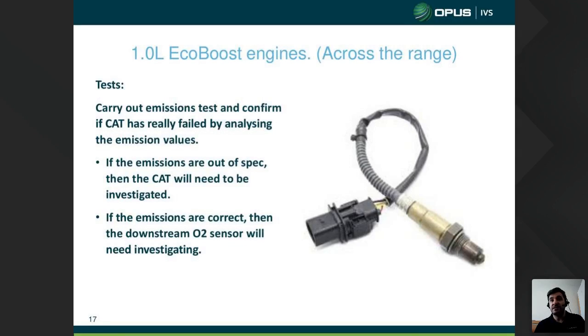Basically, just carry out an emissions test and confirm if the cat has really failed by analyzing the emission values. If the emissions are out of spec, then the cat will need to be investigated. If the emissions are correct, then the downstream O2 sensor will need investigating. Essentially, the ECU can only know the condition of a cat based on the downstream O2 sensor. So if the O2 sensor is reading correctly and the emissions are out of spec, then you need to investigate the cat. But if the emissions are correct, then the cat must be doing its job. Therefore, you need to investigate the O2 sensor of the cat.